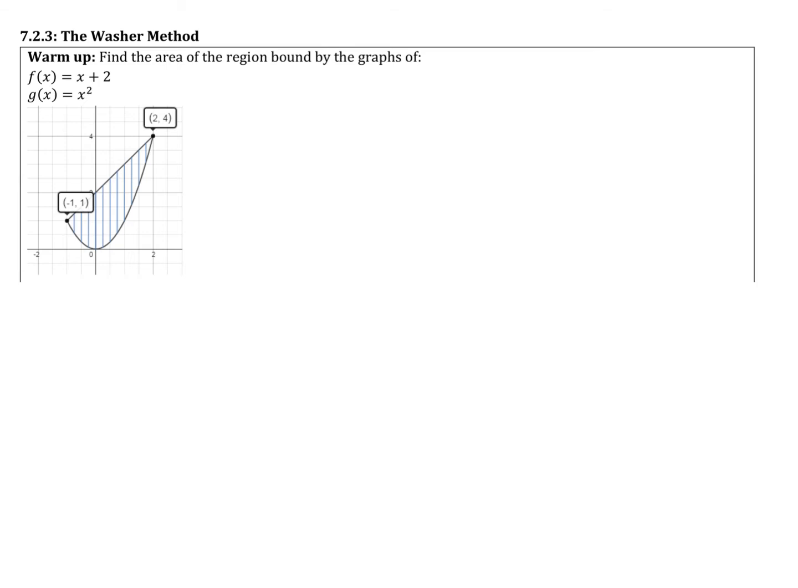Before we jump back into volume, what I actually want you to do is go ahead and find the area bounded between these two curves using the strategies that we learned in 7.1. So go ahead and pause the video and then unpause the video and see how you did.